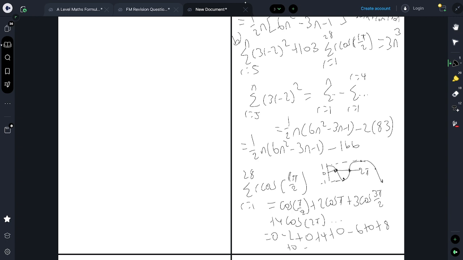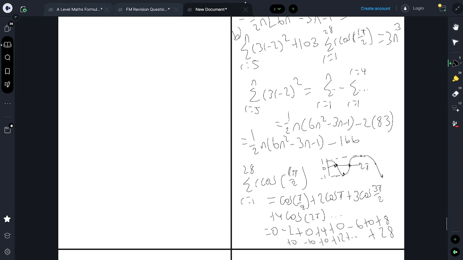And then plus 0, minus 10, plus 0, plus 12, and so on until the 28th term. And the 28th term would be, substitute 28 in, so that's going to be 28 cos 14 pi, right? 28 pi over 2 is 14 pi. That would give us plus 28 at the very end.